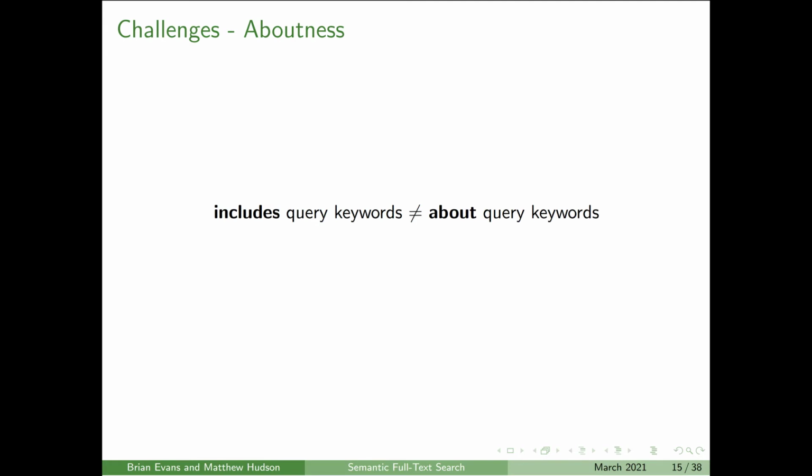Another problem is that it's just sometimes difficult for a machine to work out what the paper is actually about. Just because a paper includes certain words doesn't mean the paper is actually about those words. This can lead to irrelevant results being included just because the document happens to contain some of the words that the user searched for, even if it's not actually about them.